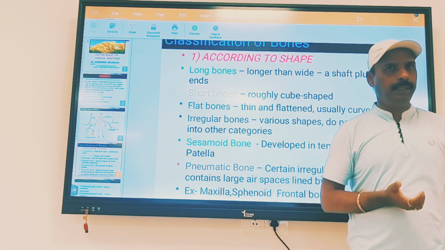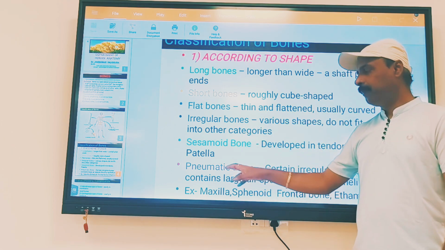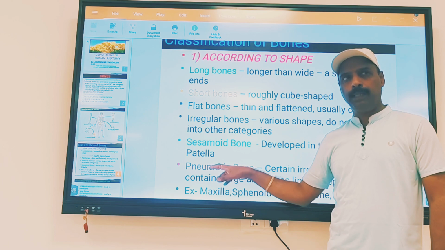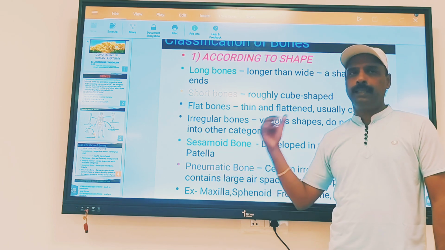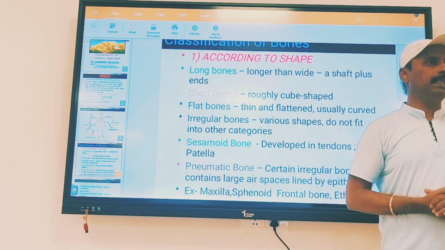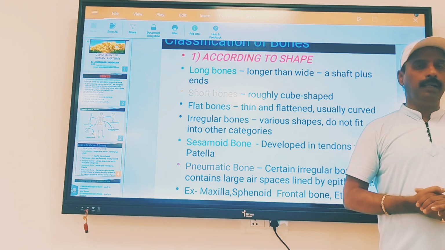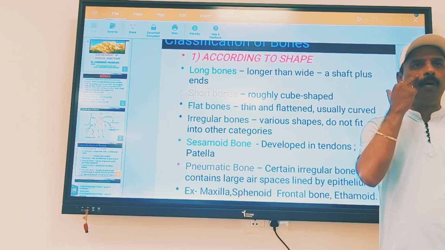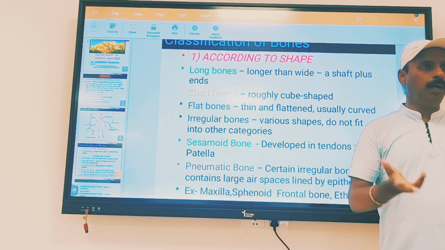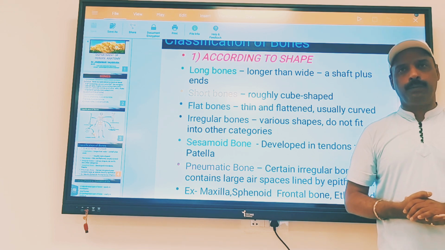So what you have to remember here: air-filled spaces in the bones, lined by epithelium, and they are bones present near and around the nasal cavity, like the frontal, maxillary, sphenoidal, and ethmoidal bones.